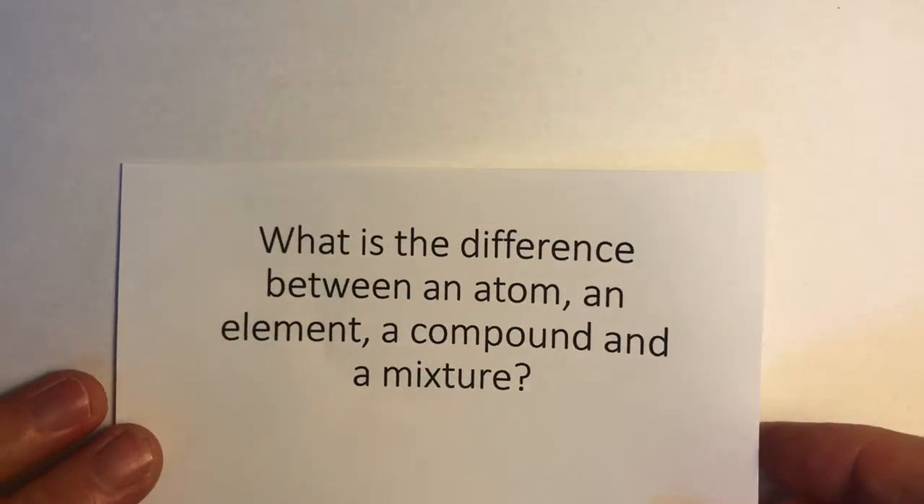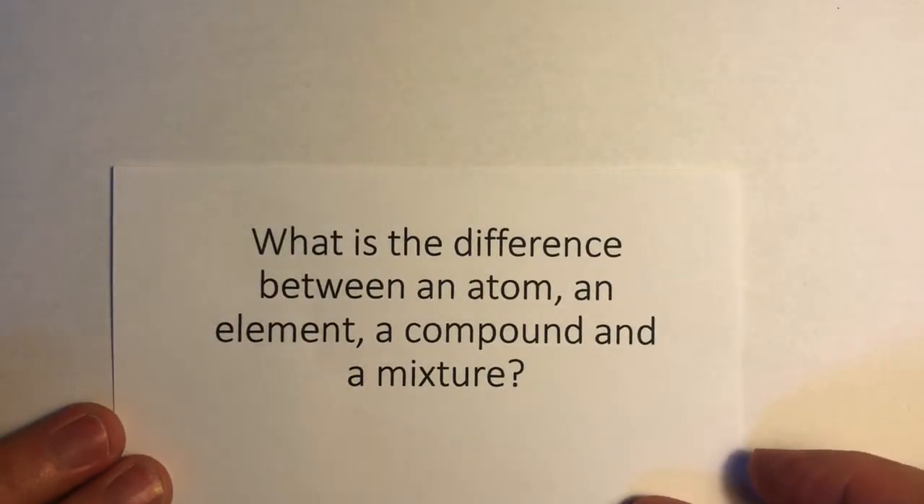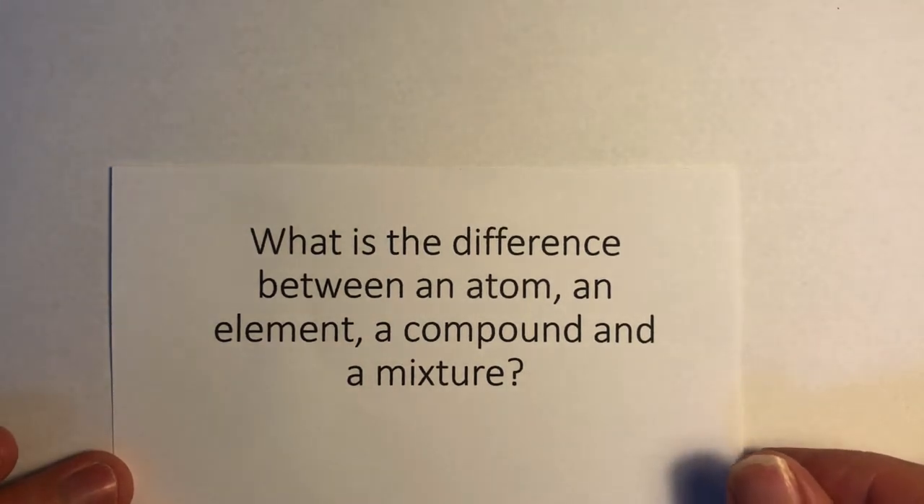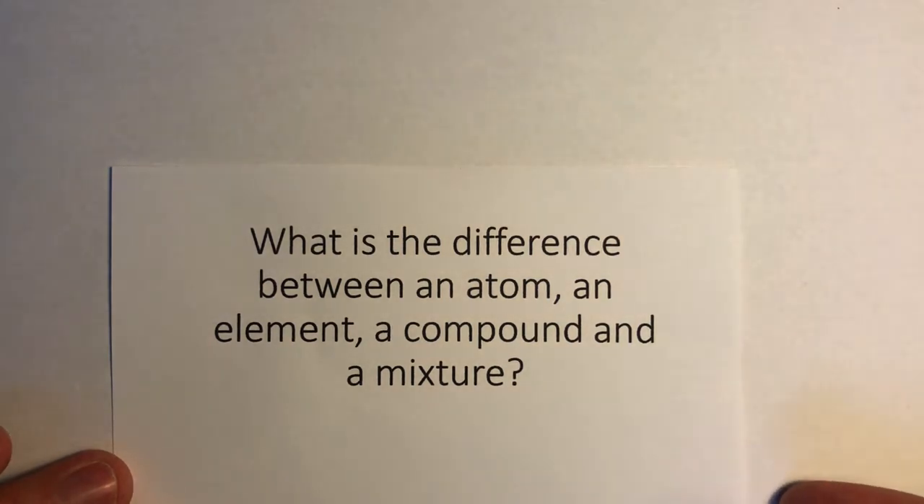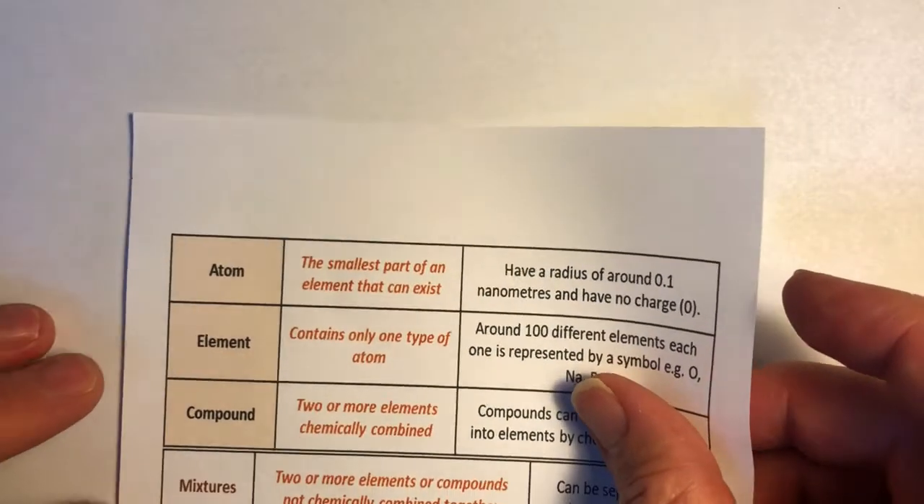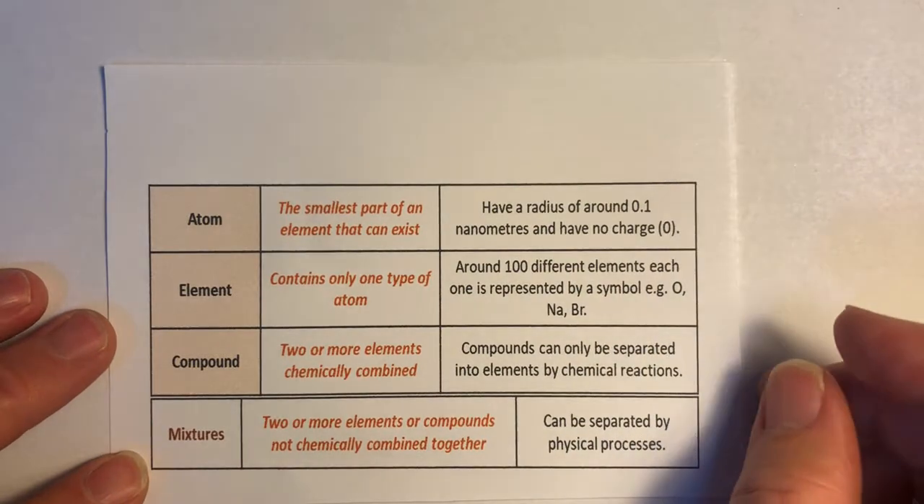Now, the question that we're going to be dealing with in this tutorial is: what is the difference between an atom, an element, a compound, and a mixture? This is really the fundamentals of starting chemistry. You need to understand the difference between these. Now, this table summarises the difference between them.